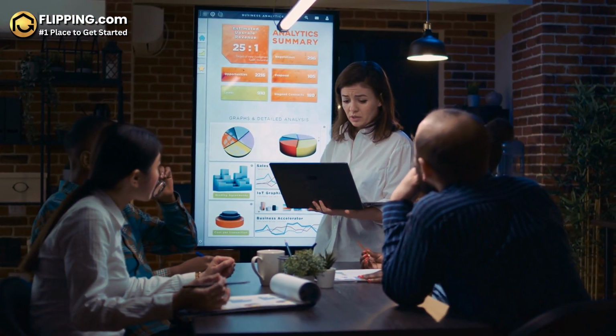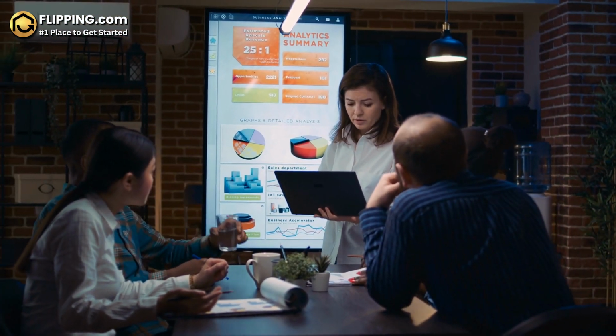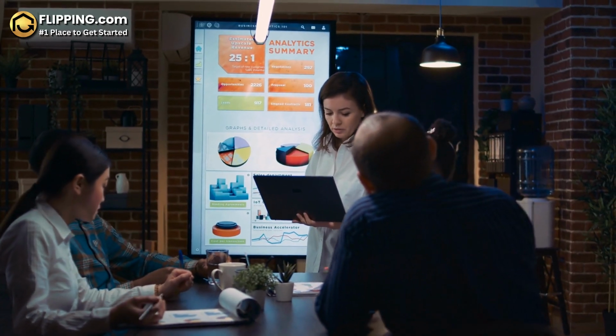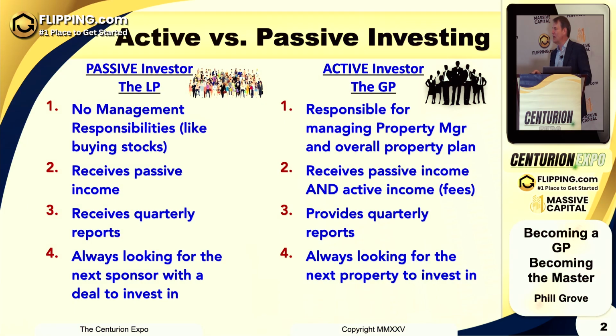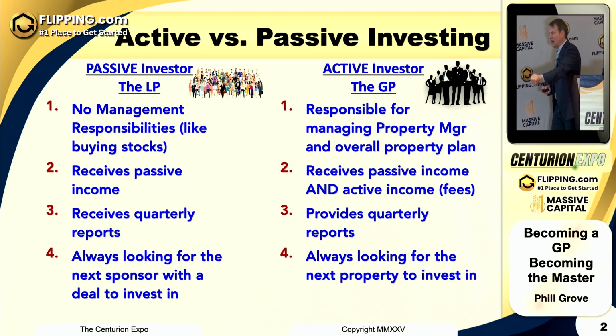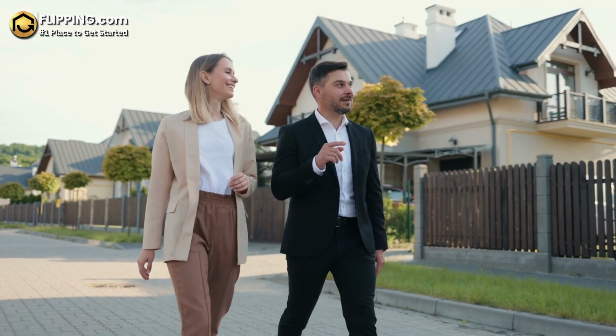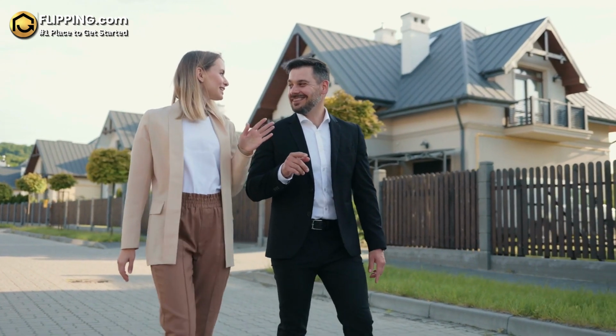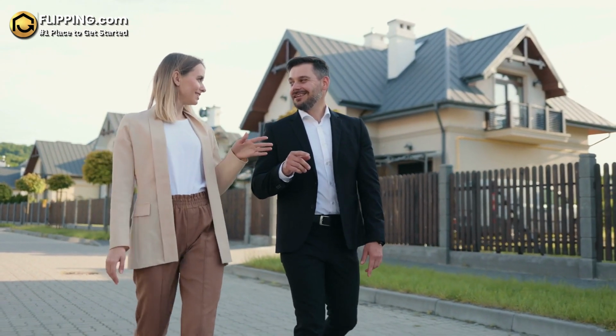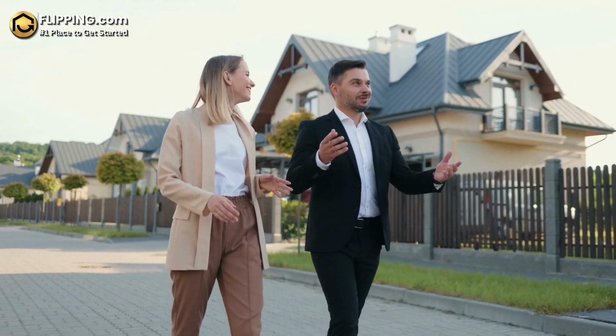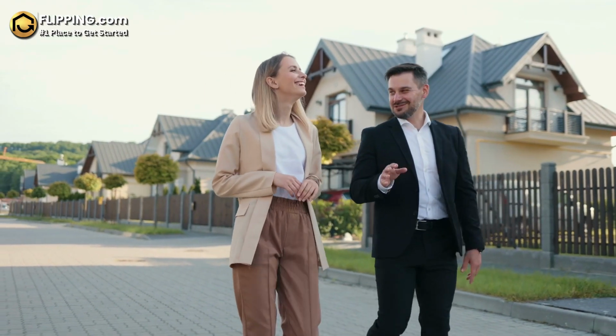The passive investor gets a quarterly report. Here's what's going on with the project. The GP provides the quarterly report. The LP is always looking for the next sponsor with a deal to invest in. The GP is always looking for the next property to sponsor, to be the GP. And of course, the GP makes the really big bucks, as you're seeing as we go through this.